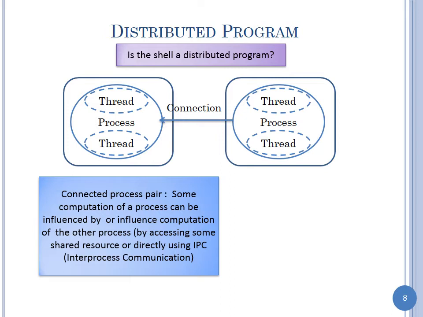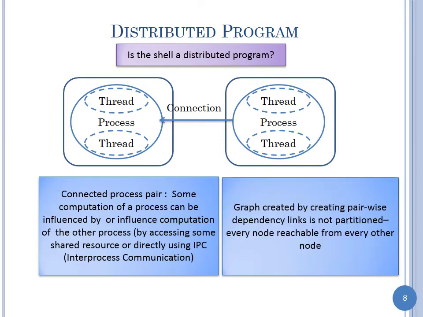What happens when there's multiple processes? If you have a bunch of pairwise couplings and they're independent of each other, then that's not one distributed program. Then there's multiple distributed programs. So we'll say that if you create a graph where you draw the edges between the coupled processes, then it should not be partitioned. If it is not partitioned, then all the processes together are executing a distributed program.